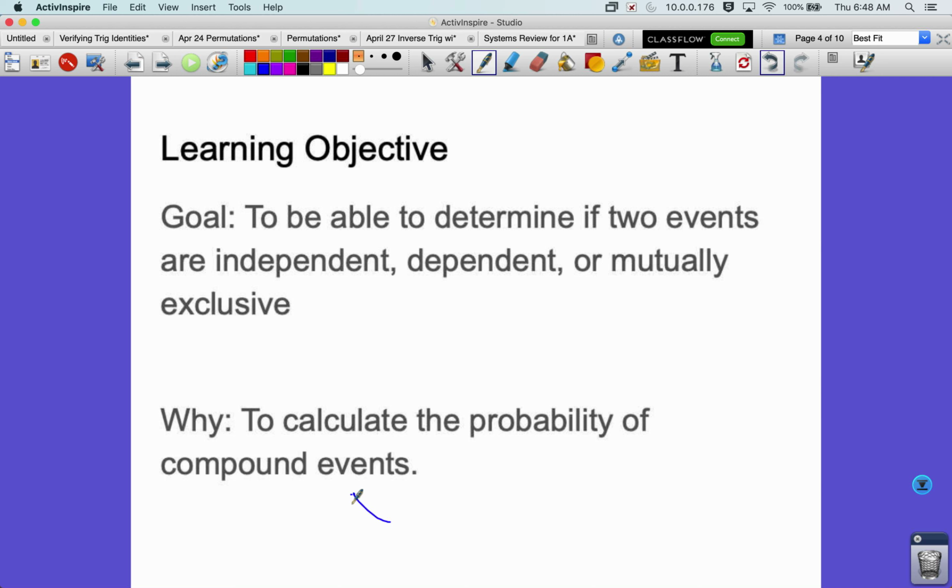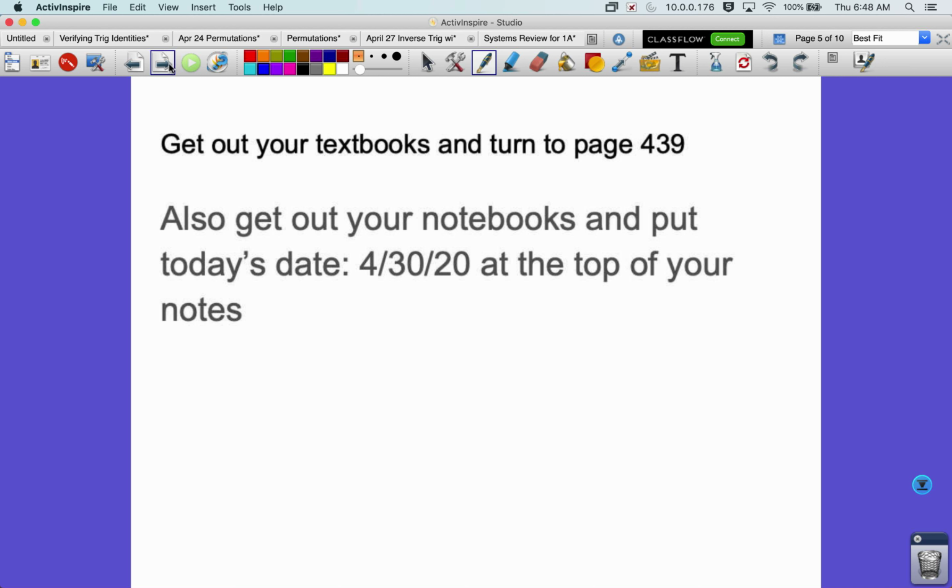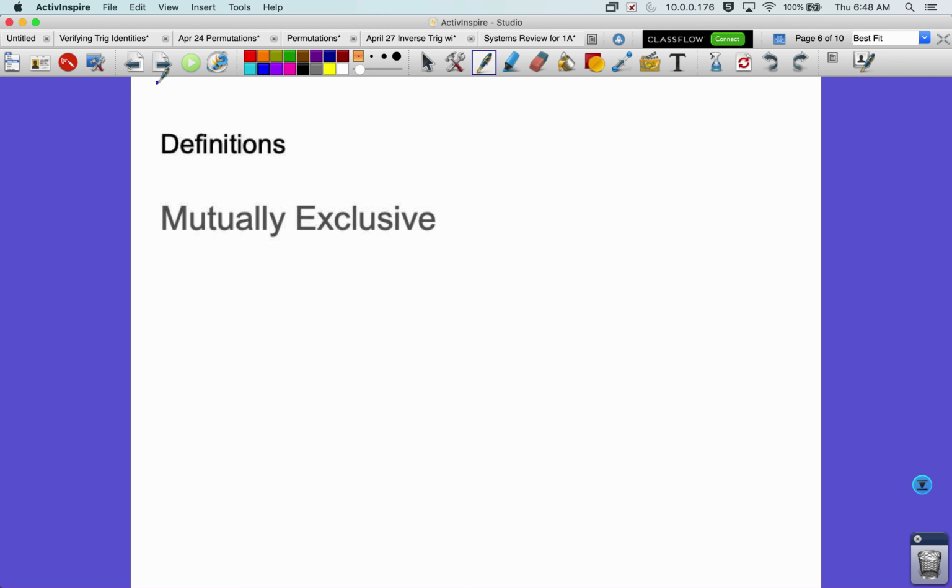So a compound event is two or more events at once, or in one improbability, we'll say. So we want to be able to calculate the chance that it's raining and I didn't bring an umbrella. So that'd be a compound event. All right, if you want to follow along, it's page 439. I'm pretty close to the end of that book. And let's start with the definition of mutually exclusive.